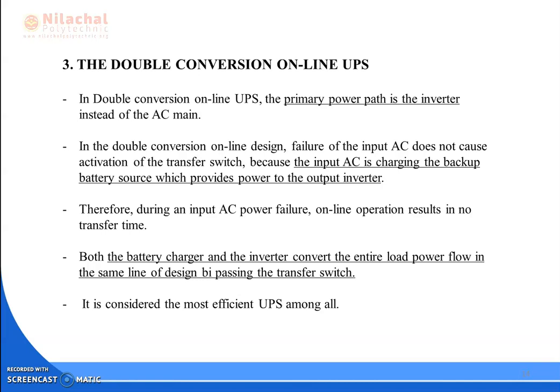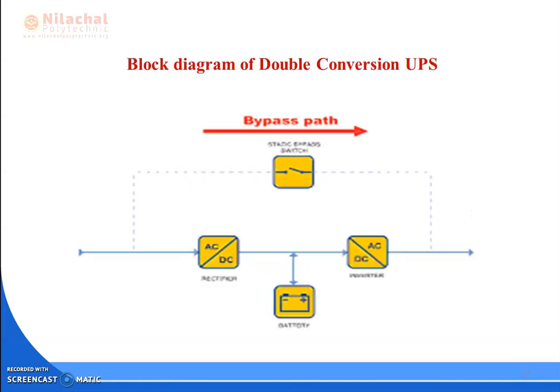It is considered the most efficient UPS among all. The double conversion is one of the most efficient UPS types compared to the standby UPS and line interactive UPS. So we have already discussed our three types of UPS and their working principles, such as standby UPS, line interactive UPS and double conversion UPS.